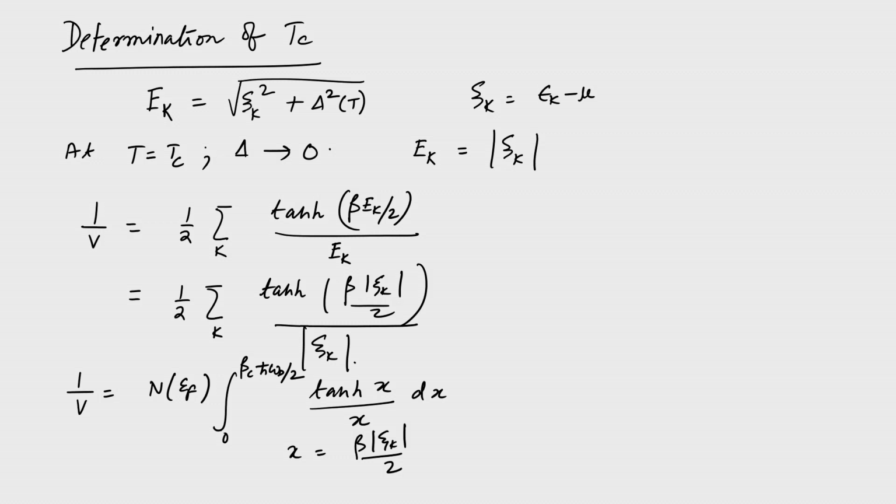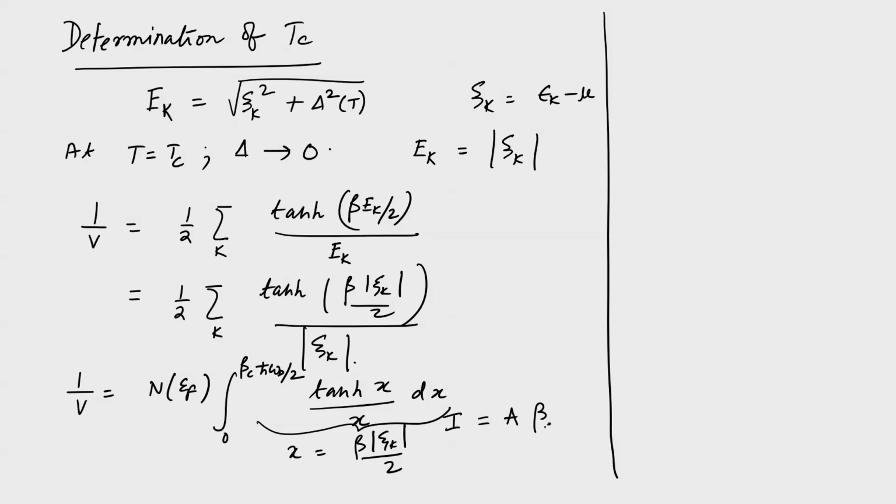So, now this integral has to be evaluated if we want to know what is the transition temperature, and that is a standard integral. This integral has a value, let us call that I, and this I has a value which is equal to A, and a beta c h cross omega D.